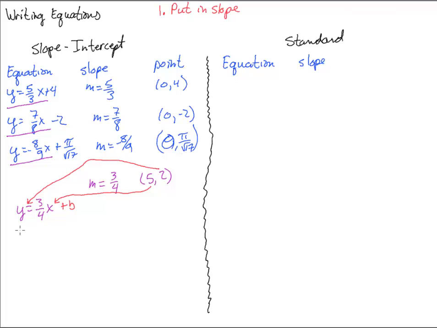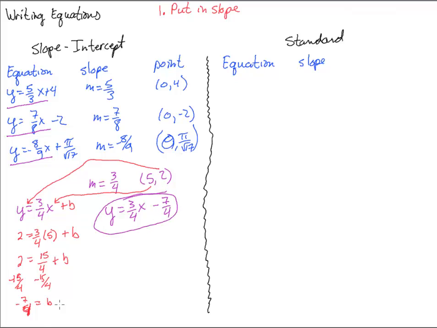So let's try it. This is 2 equals 3/4 times 5 plus b. So we write this out: 2 equals 3/4 times 5, which is 15/4. Uh-oh, we've got some fractions, but that's all right. Subtract 15/4 from both sides, and we get b equals 8/4 minus 15/4, negative 7/4. This is the number that has to work. So we can actually write our equation. We know what b is now. y equals 3/4 x minus 7/4, because that's the b. And that's our equation.